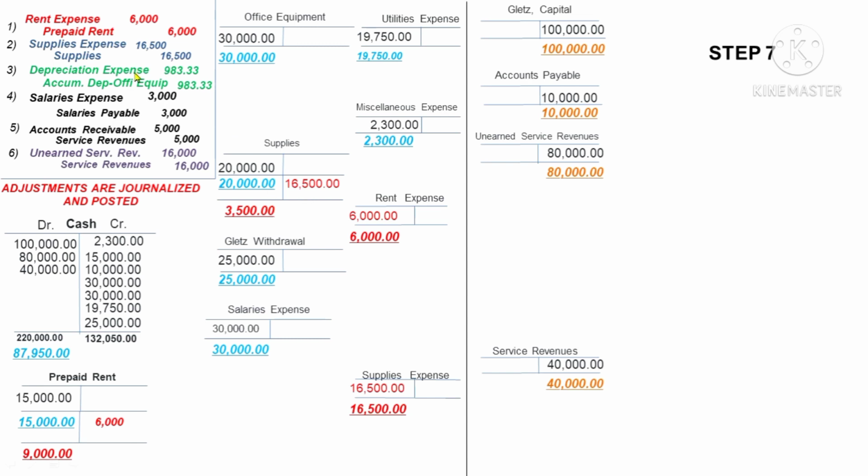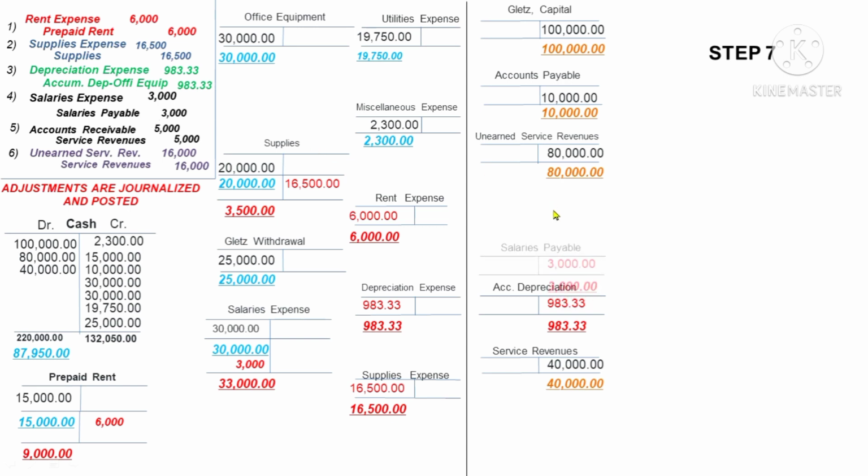And of course, we have the third one, the depreciation expense and the accumulated depreciation. Both have no T accounts yet. So let's make one for each of these. So we have the depreciation expense here and the accumulated depreciation here. The fourth adjusting entry is salaries expense 3,000 and salaries payable 3,000. Luckily, we already have a T account for the salaries expense. We have here the 30,000. So we're going to add the 3,000 right here and it will become 33,000. The problem is we don't have any T account for salaries payable. So let's make one. And the balance will be 3,000 credit.